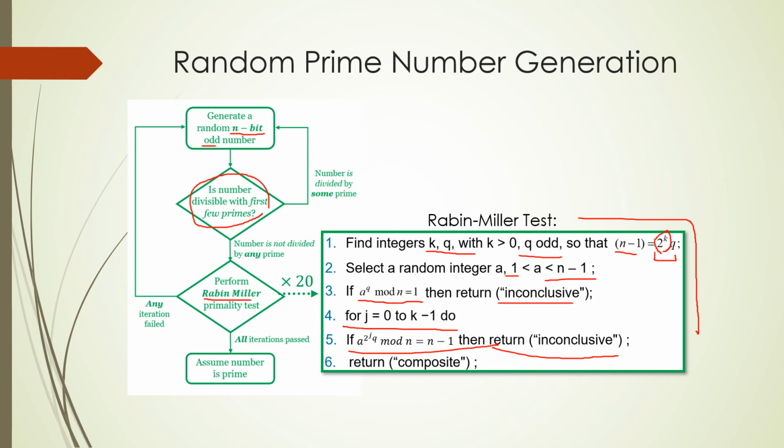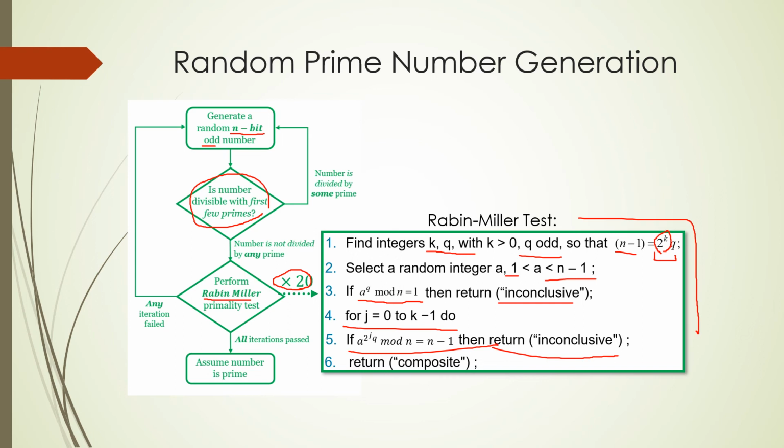So when you're performing the Rabin-Miller primality test and it is passed once, you need to try it 19 more times.